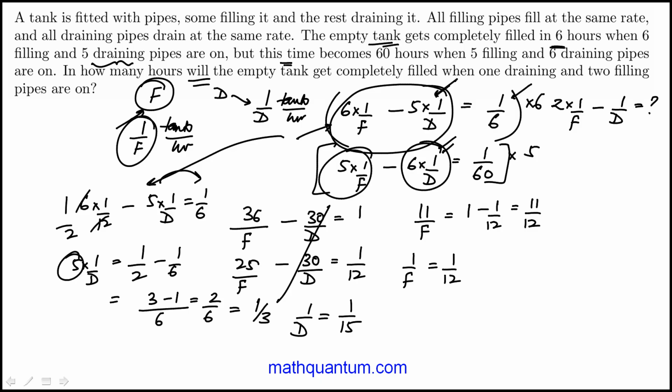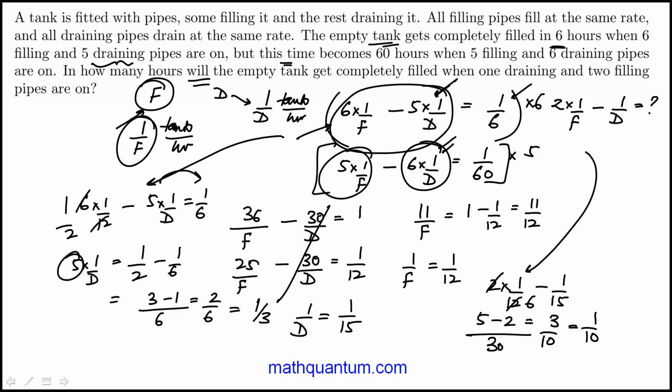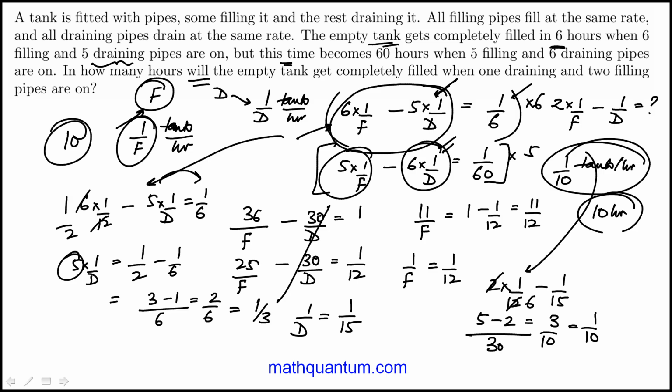That 5 comes down. So if I plug those values here, the combined rate would be this, which is 1/6 minus 1/15. Common denominator 30. And 5 minus 2, 3 over 30, or 1/10 of a tank per hour. So that's the combined rate, which means that it would take them 10 hours to fill the complete tank. So the answer is 10.